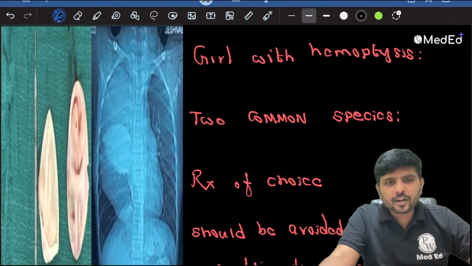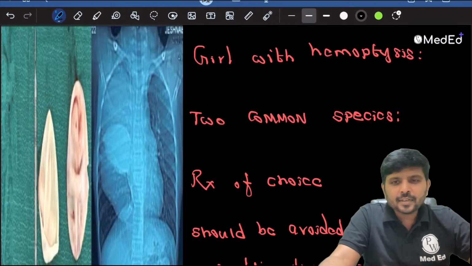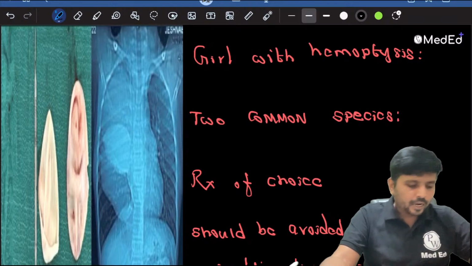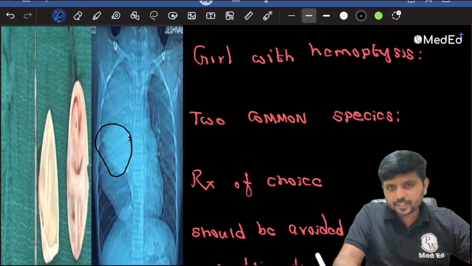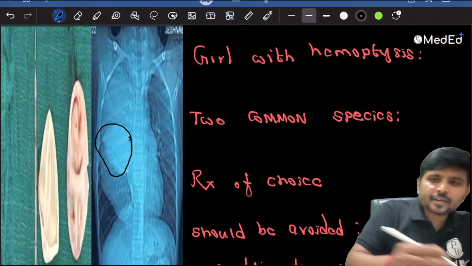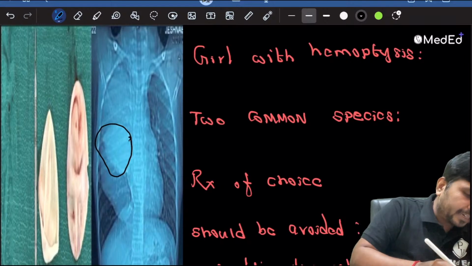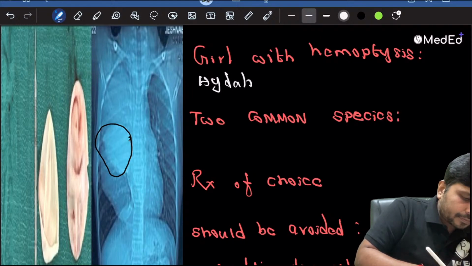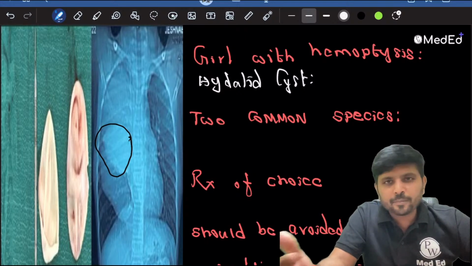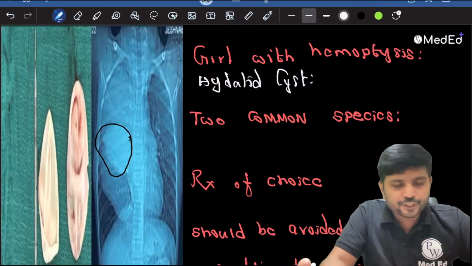Right, look at this. What is this that is present in the lung? Can anyone tell me? A girl presenting with hemoptysis, and you could see a mass-like lesion in the lung. What is this? This is nothing but hydatid cyst in the lung. Usually present with cough, fever, breathlessness, hemoptysis, etc.